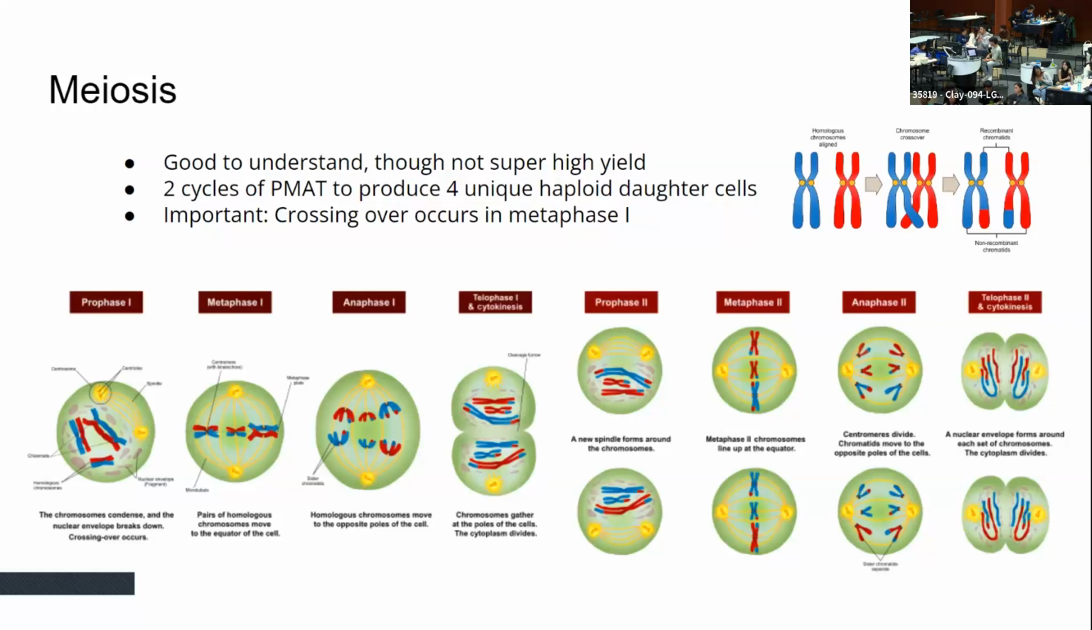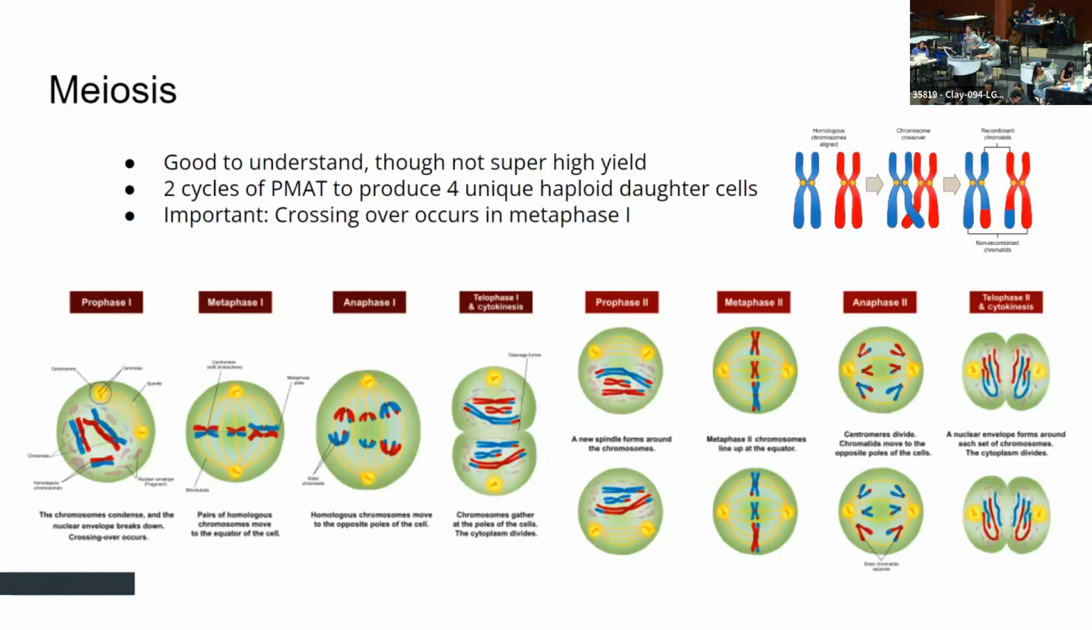Meiosis. Now, meiosis is good to understand, but it isn't super high yield. So I wouldn't obsess with spending hours and hours trying to understand absolutely everything over it, unless you're that type of guy. More specifically, there are two things that you have to take away from it, and this also links to the next part that I'll talk about. It's pretty much 2 cycles of PMAT to produce 4 unique haploid daughter cells. Haploid just means half, and the more important thing is that crossing over occurs in metaphase 1.